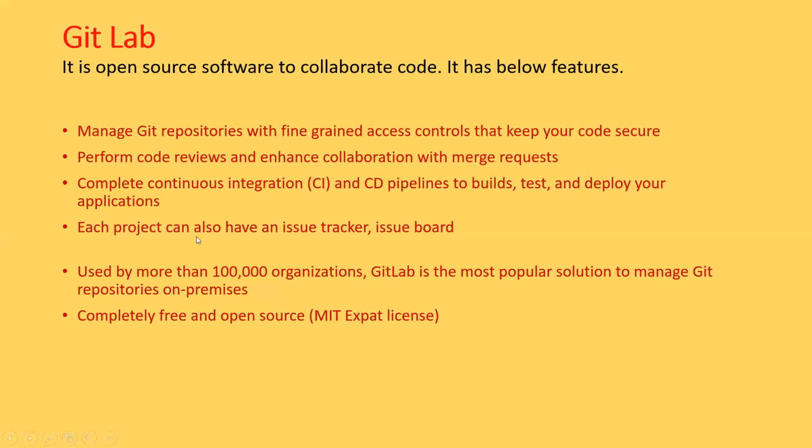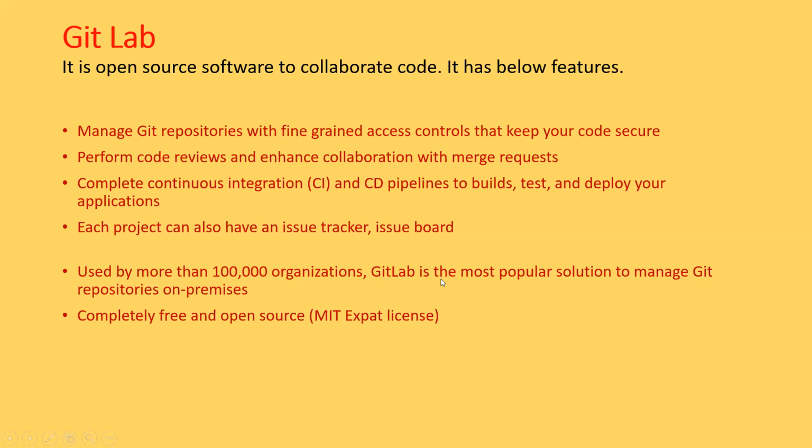And the next one is that each project can also have an issue tracker, issue board. These are all additional features available in GitLab. Apart from accessing the Git repository or hosting your Git repository in your local, it also has an issue tracker and issue board where you can create an issue and see the summary of the issue, like who is working on this issue, who is going to follow up on this issue, when it was assigned, when it was completed, and when it was delivered, on the board. So I think this GitLab is used by more than 1 lakh organizations.